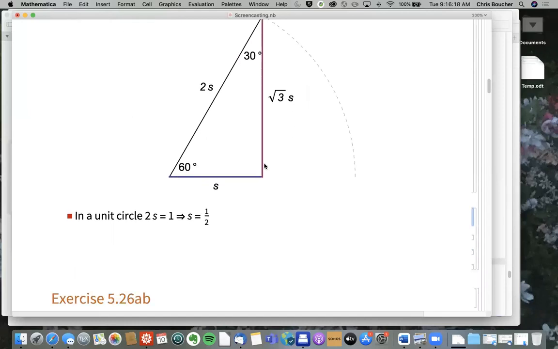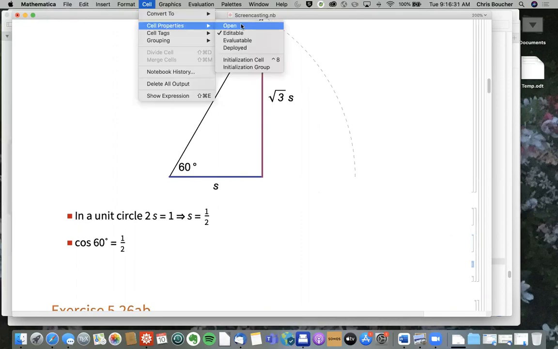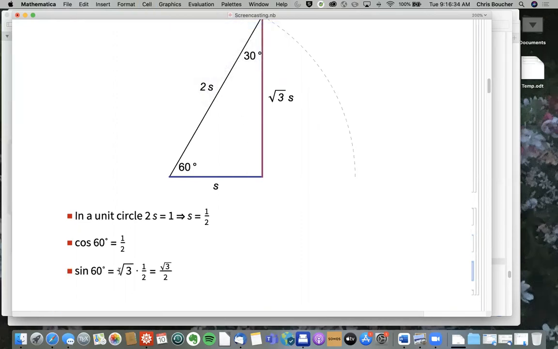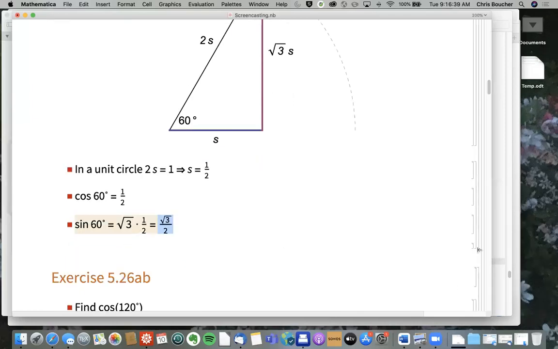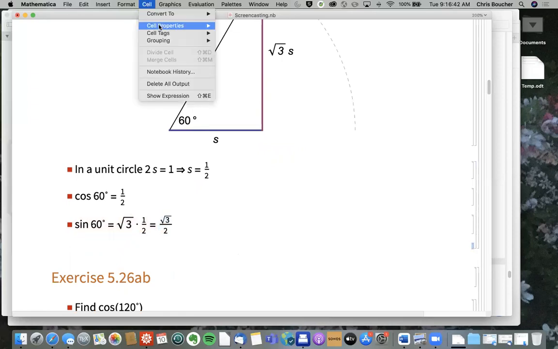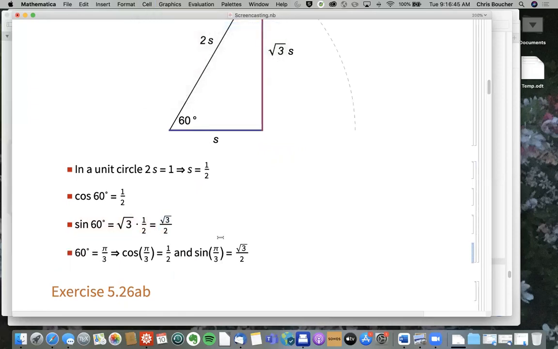The blue side is going to be the cosine. The purple side is going to be the sine. So we get the sine and cosine of 60 degrees from this picture, right? The cosine is just the blue side, that's s, which is 1/2. And the sine is the purple side, which is the square root of 3 times 1/2, or the square root of 3 over 2. Right? And 60 degrees is pi over 3 from the previous videos on angles. So now we know that the cosine of pi over 3 is 1/2, and the sine of pi over 3 is the square root of 3 over 2. And of course, we could find the tangent just by taking the quotient of this divided by this.